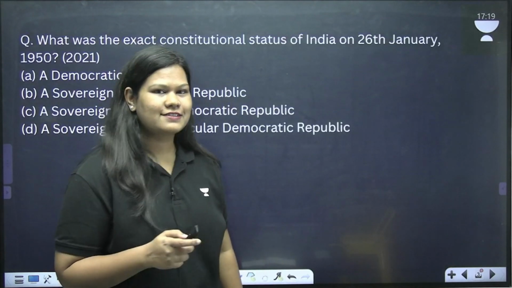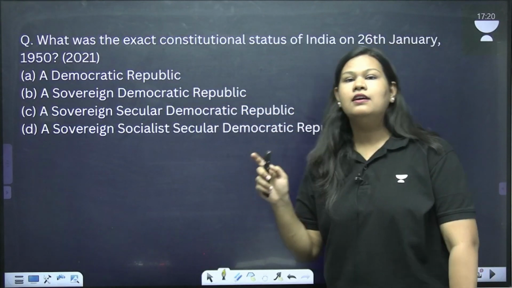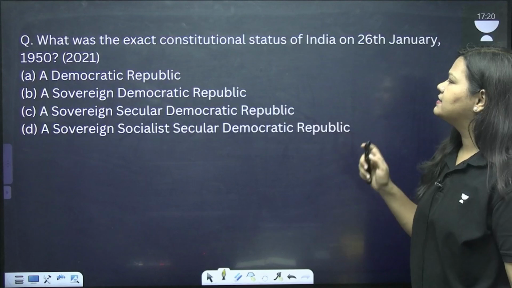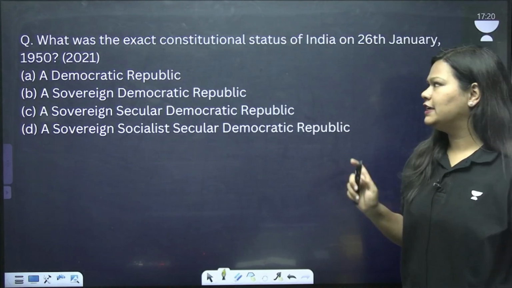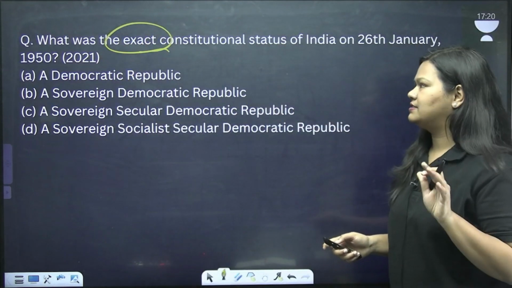Question number 1 on your screen. So this question is a PYQ. It was asked in the year 2021 UPSC prelims. Question number 1. What was the exact constitutional status of India on 26 January 1950? The keyword here is exact. They want you to identify the exact status.